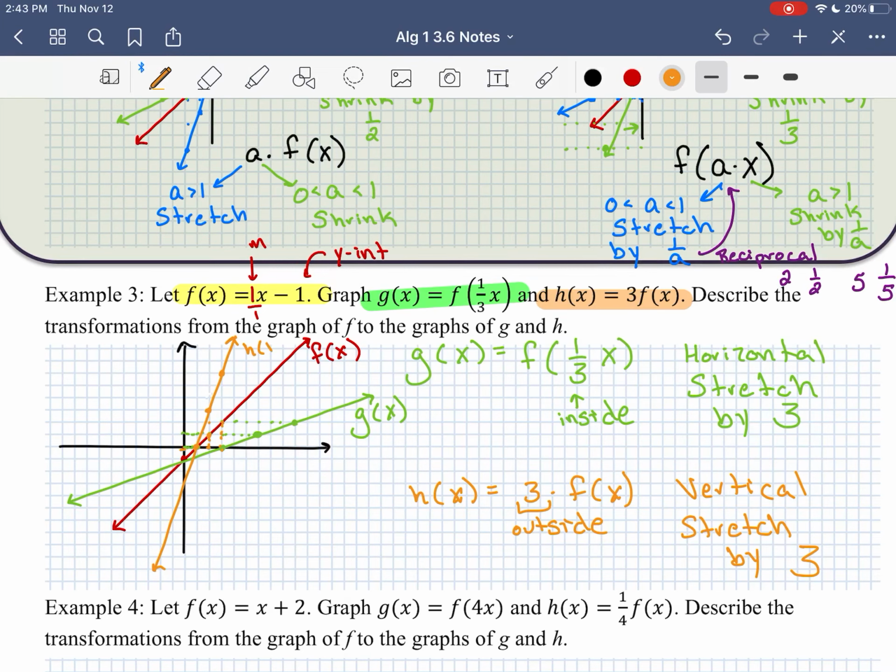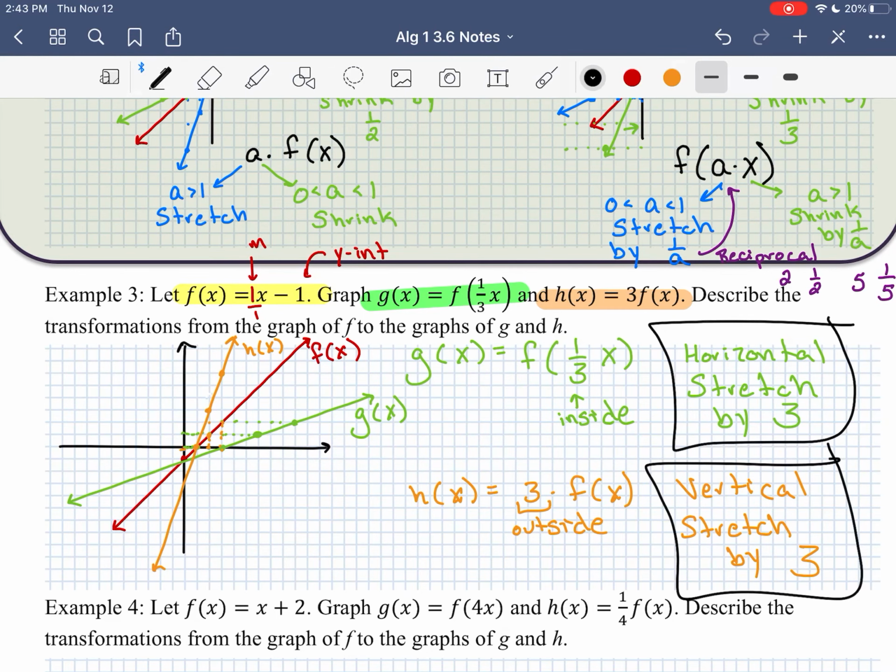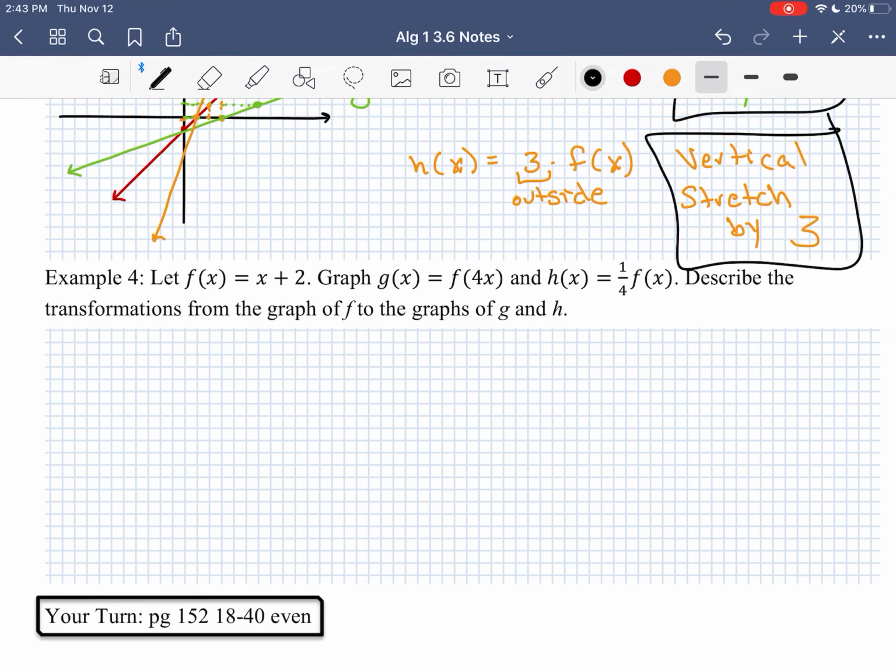Okay, so this is my h of x. Then it says to describe the transformations of the graph, which we did. Our describing is right here, a horizontal stretch by 3 for g of x, and h of x is a vertical stretch by 3. Okay, next we're going to do one more.